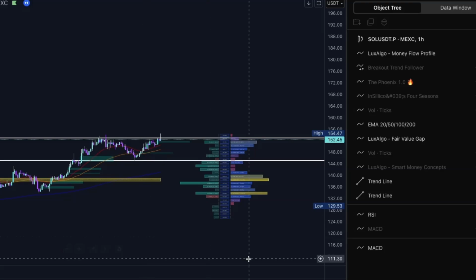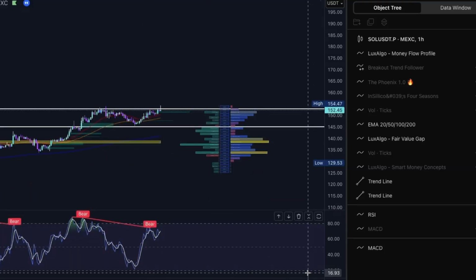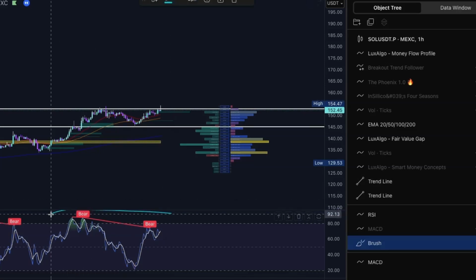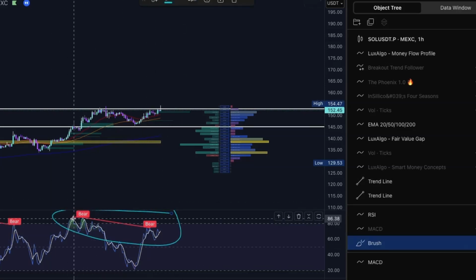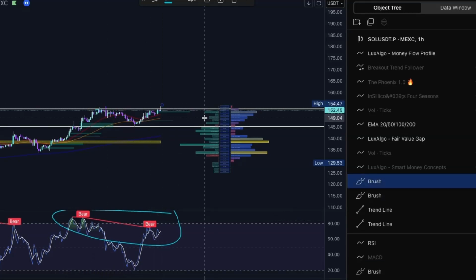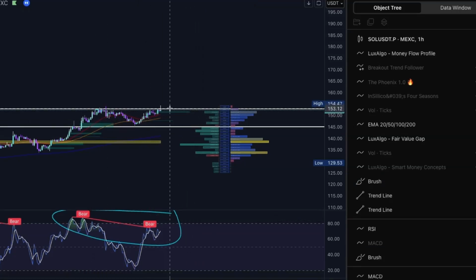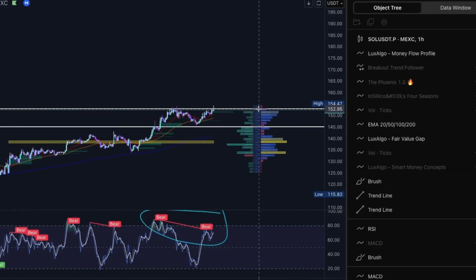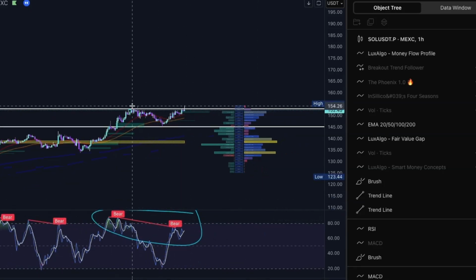However, if we do have a divergence on the hourly time frame, I'm probably more than likely going to look for shorts here. As you can see, we do have a pretty big bearish divergence here. This line here, all the way across up here, and a double top. We have resistance at the previous day high, which we marked out. We have a bearish divergence and a double top.